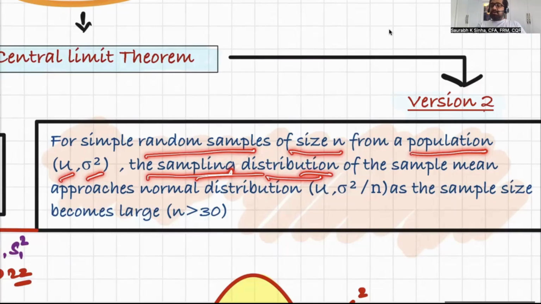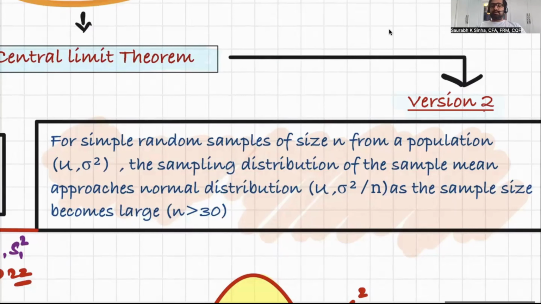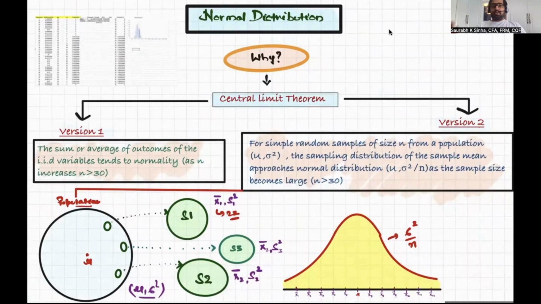The sampling distribution of the sample mean will approach normal distribution with the same mean mu, because the mean of the sample mean is going to be the population mean, but the variance is not going to be sigma square. The variance is going to be sigma square upon n. N in our case is 35. And it will approach normal distribution. So this is the central limit theorem.